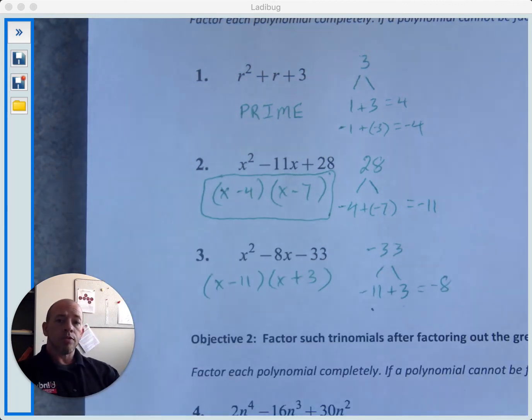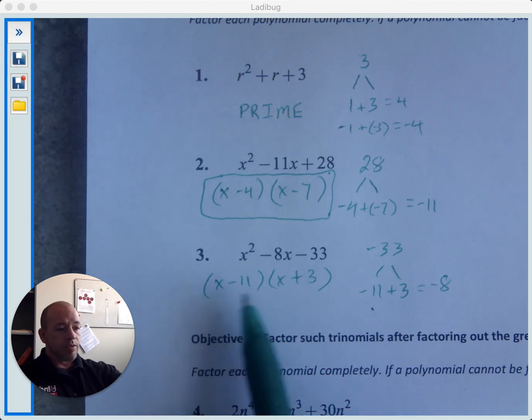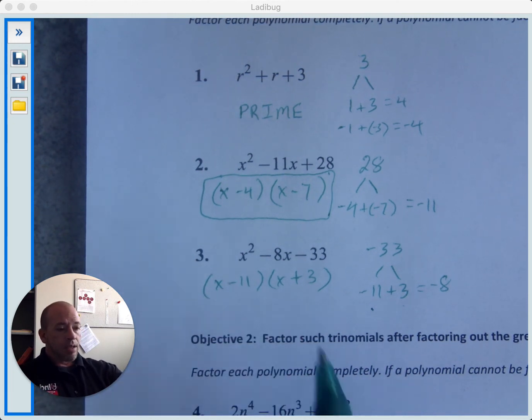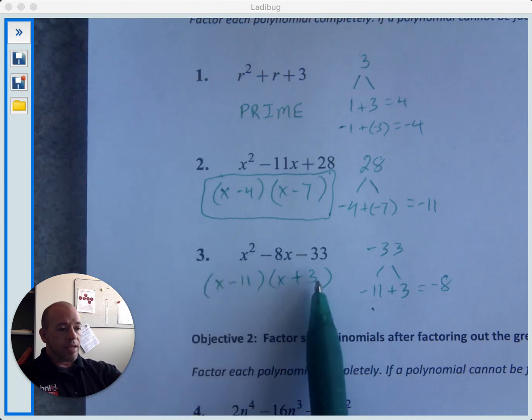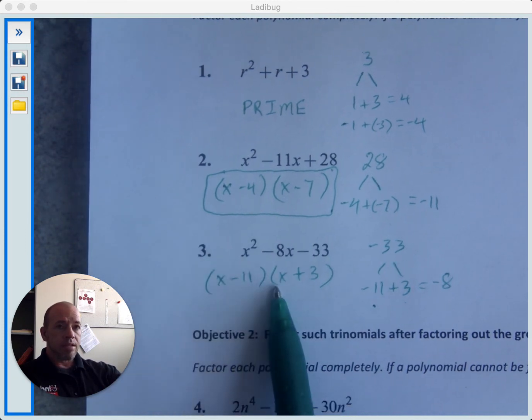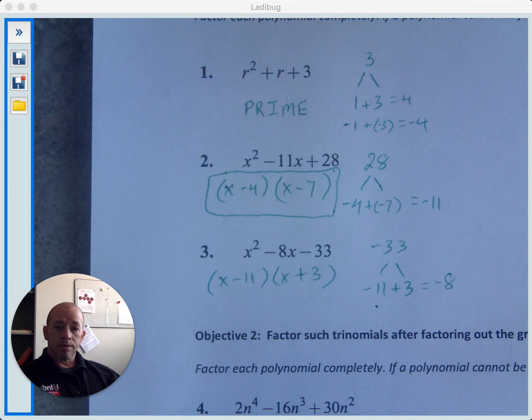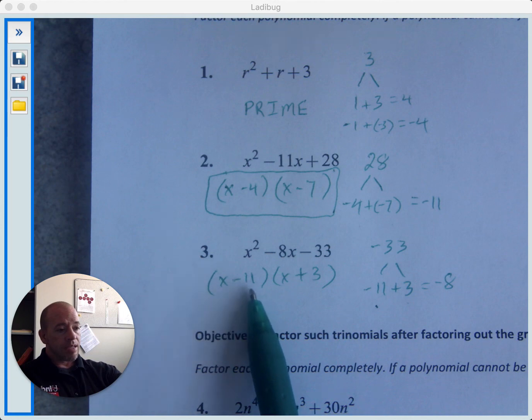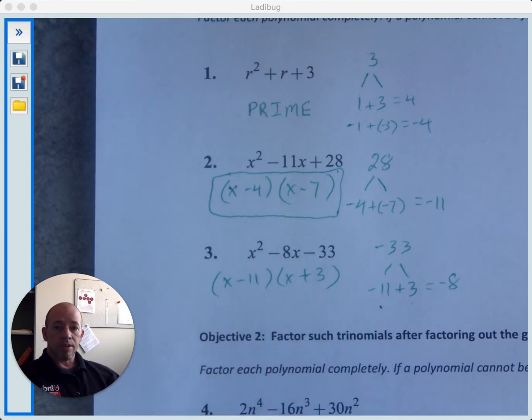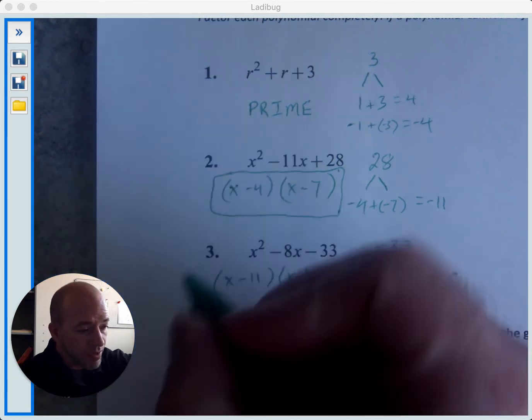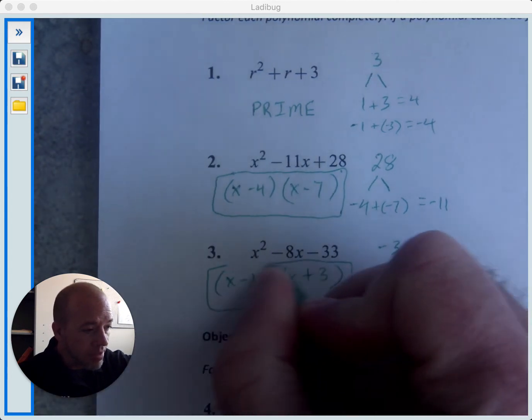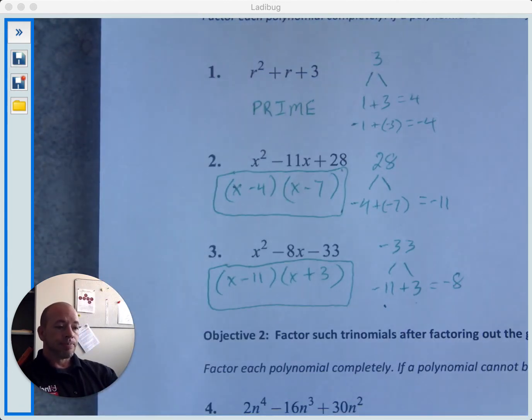And again, you could use the FOIL method. That's something we assume you know coming into this class, but if you forget, you take the first times the first, x squared, outer times outer, 3x, inner times inner, negative 11x. So that's where the negative 8 comes from, right? Negative 11x plus 3x. And then we have last times last, negative 11 times 3 is negative 33. And we've successfully factored that trinomial.